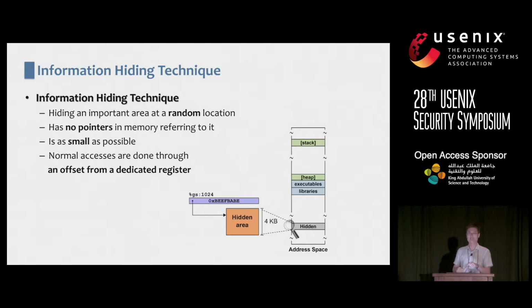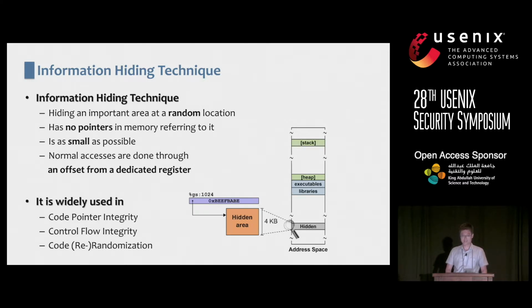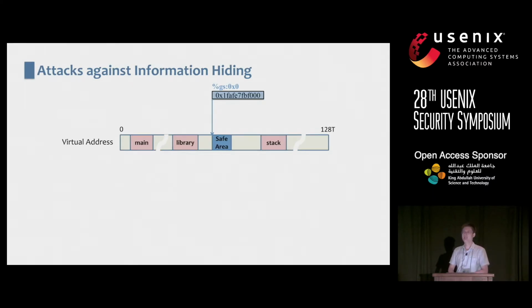And the safe area is usually designed as small as possible to ensure very high randomization entropy. Normal access is done through an offset from a dedicated register. This technique is widely used in code reuse defenses, such as CFI, CPI, and code re-randomization. But recently, IH is not secure anymore. Many attacks have been proposed against information hiding.